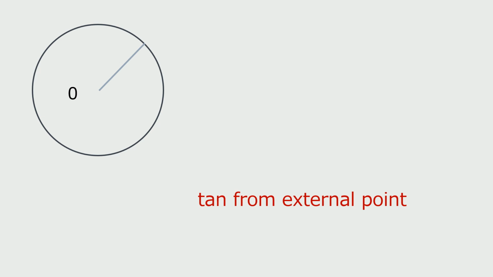Another very important angle property that you have to take note of is tangent from external point. Let's start off by having a circle with the center of the circle labeled as O. Let's start off by having a radius, and we know that the tangent is perpendicular to the radius. So that will be 90 degrees. I can have another tangent, but before that, let's have another radius, and that angle is 90 also.